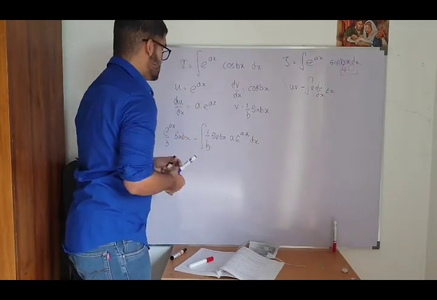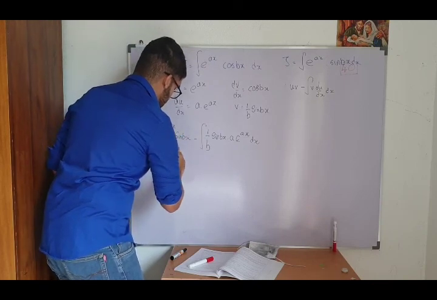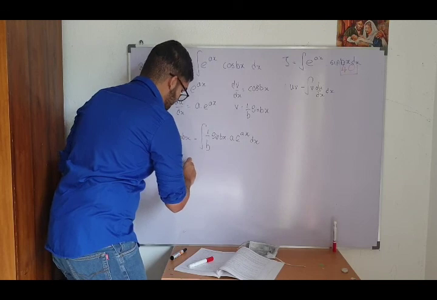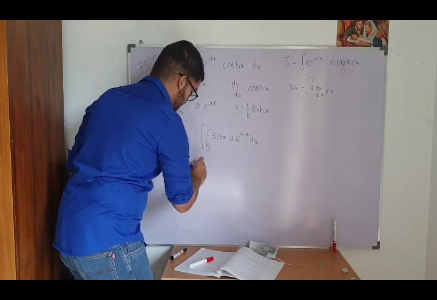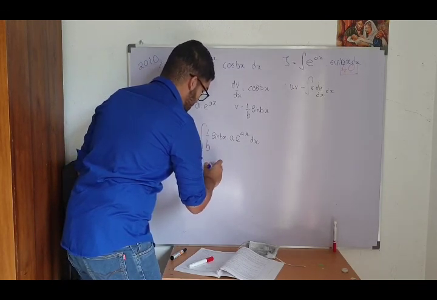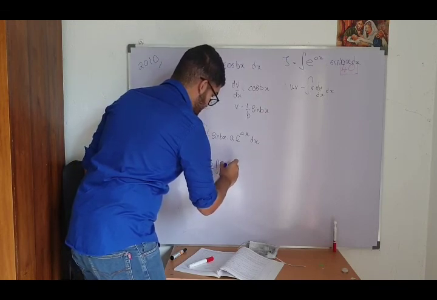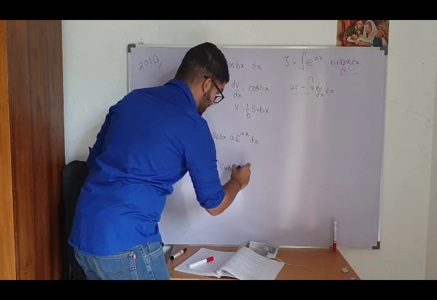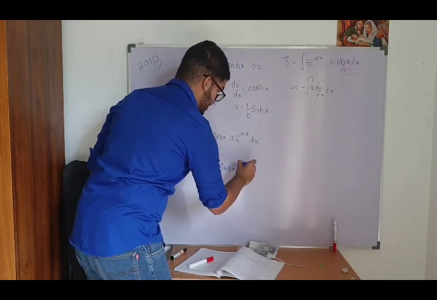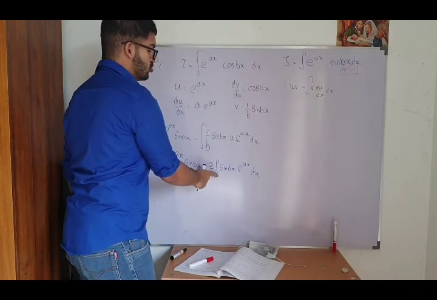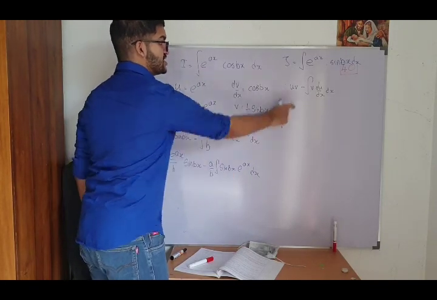And now to solve this, you can indicate e^ax over b sin bx minus a over b, the integral of sin bx e^ax dx. So you know this, right? Sin bx e^ax dx is J.